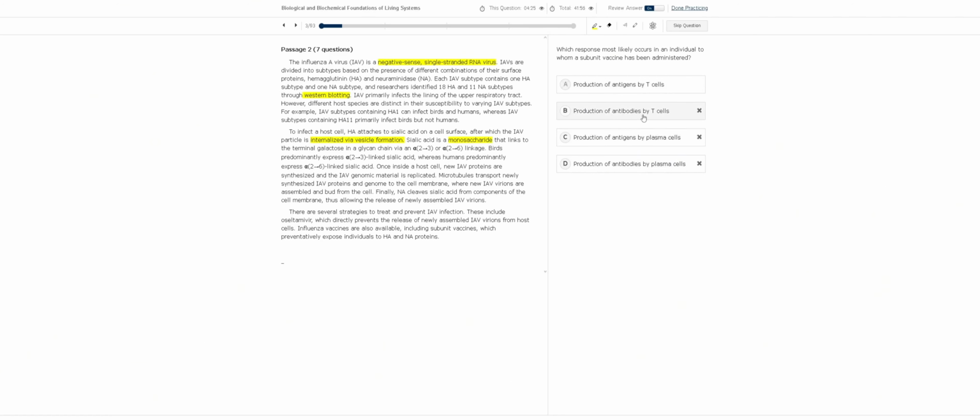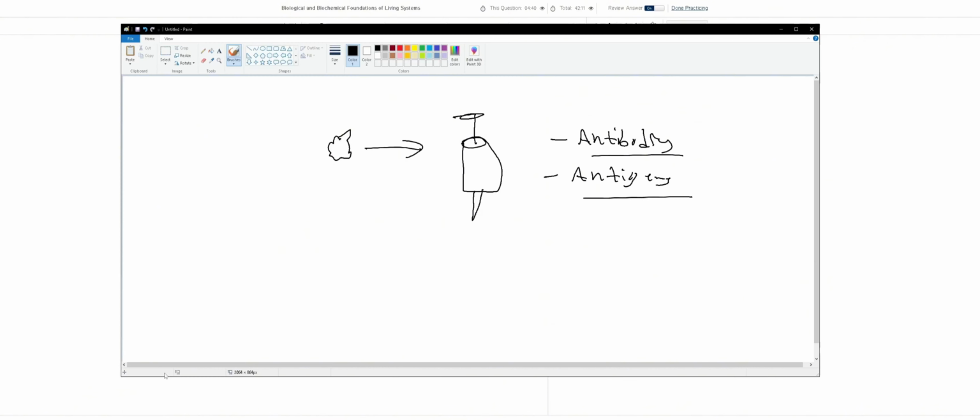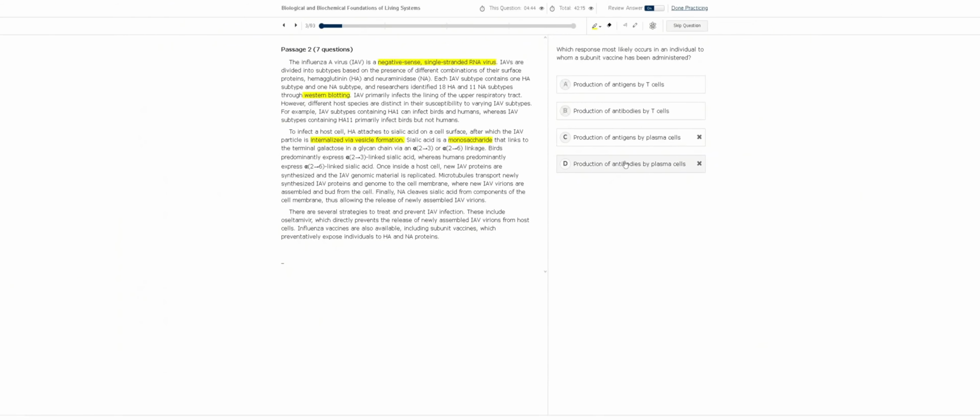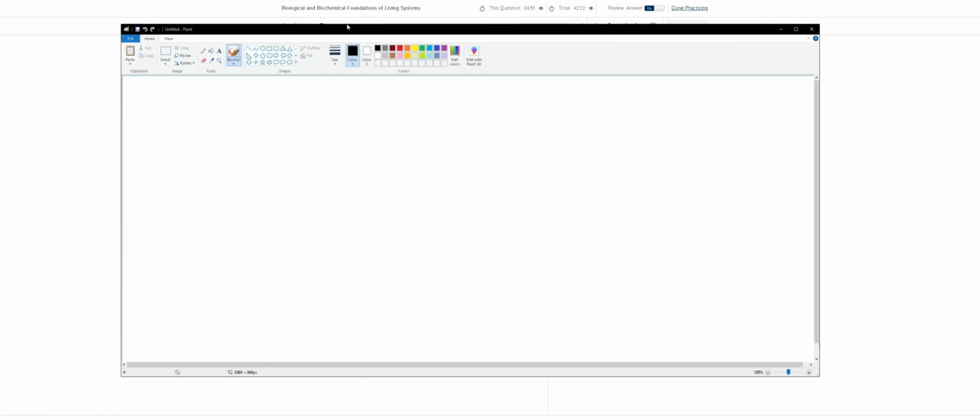And then B, production of antibodies by T cells. Recall for your content again, production of antibodies is the job of B cells, not the T cells. And B is wrong as well. Now, let's look at C and D. And so I kind of want to do a little explanation here. They're saying in the problem plasma cells. So what the heck are plasma cells? And so I want to show the difference between plasma cells and beta cells, or B cells.